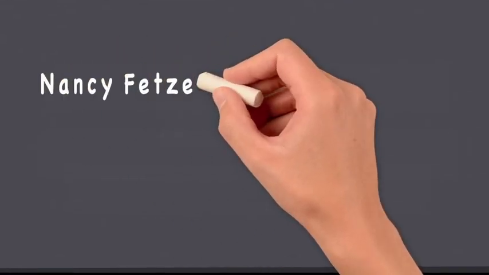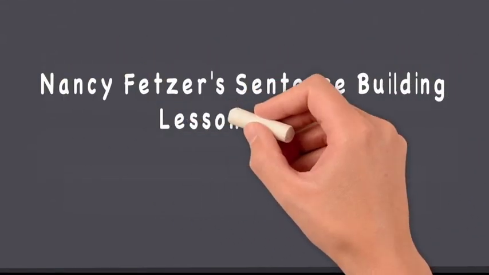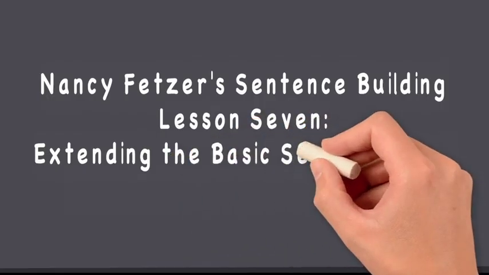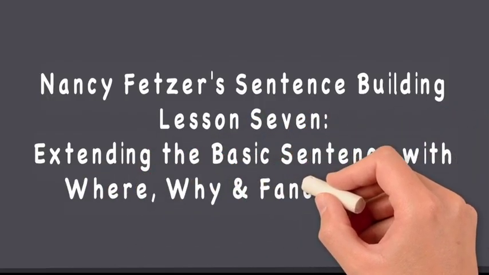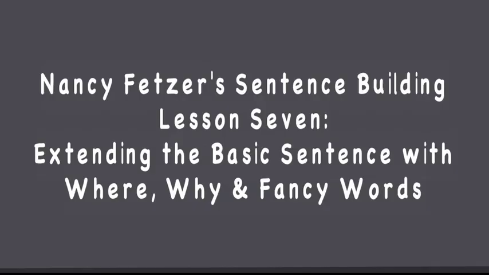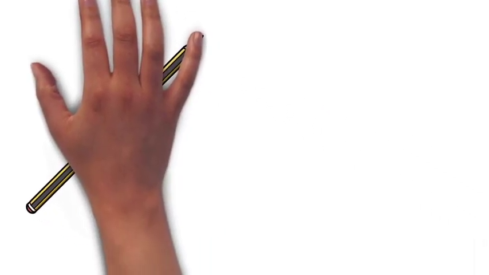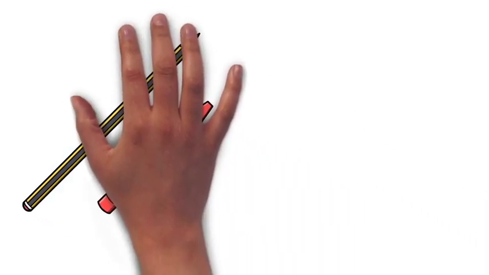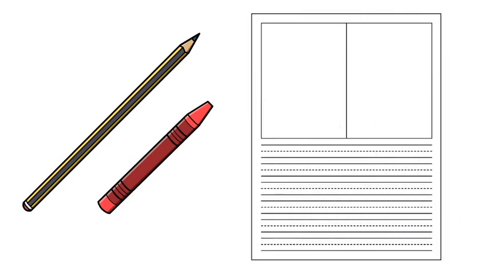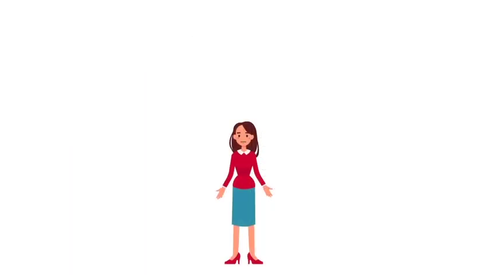Nancy Fetzer's Sentence Building, Lesson 7, Extending the Basic Sentence with Where, Why, and Fancy Words. These are the things that you will need. A pencil. A red crayon. And your basic sentence organizer, number 2. We are ready to begin.